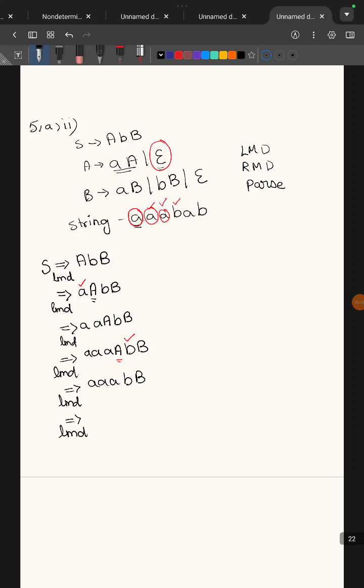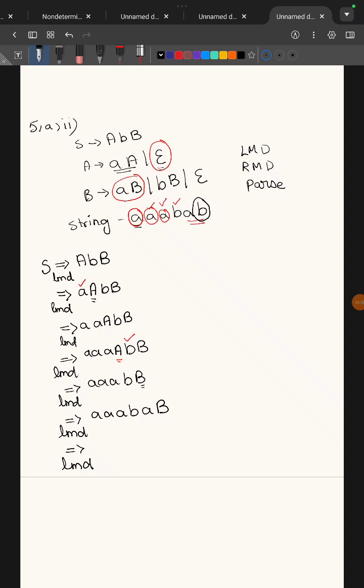Now instead of this B what we have to substitute, we are having a b over here. If I use this rule, that will be useful, right? Because we want small a followed by small b. So if I use that rule, a b, instead of this B I will write a b. Now at the second step what I will do, instead of this B what I want is one b over here.